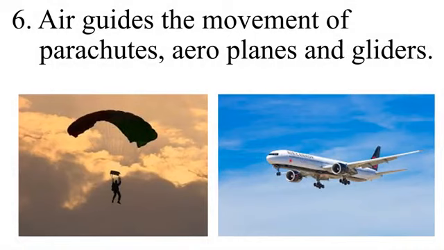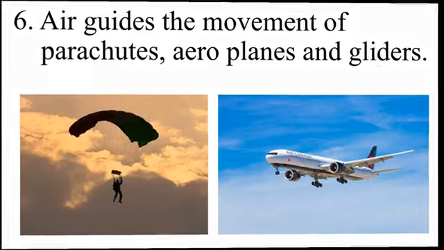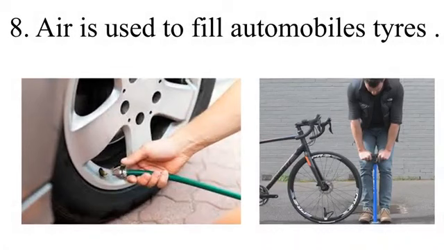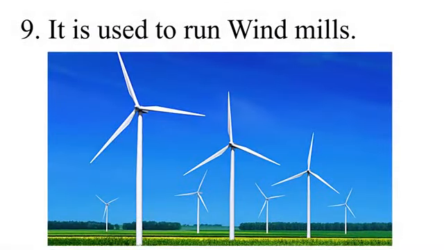Number 6. Air guides the movement of parachutes, aeroplanes, and gliders. Number 7. It also helps in controlling the movement of sailboats. Number 8. Air is used to fill automobiles' tires. Number 9. It is used to run windmills.